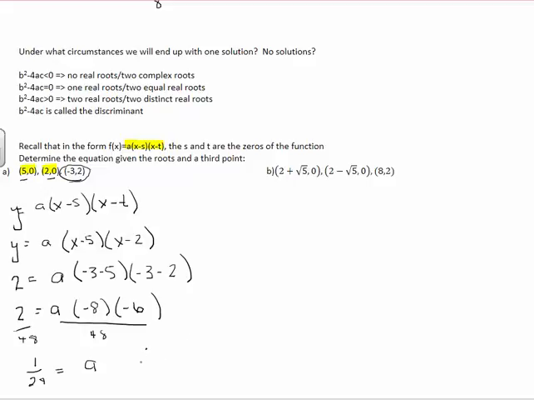Now, just remember, to be sure, it wanted to know what the equation was, so we want to finish and actually write the equation out. 1/24 times x minus 5 and x minus 2. That's the final equation in intercept form. If you wanted it in standard form, you would just expand and gather like terms.